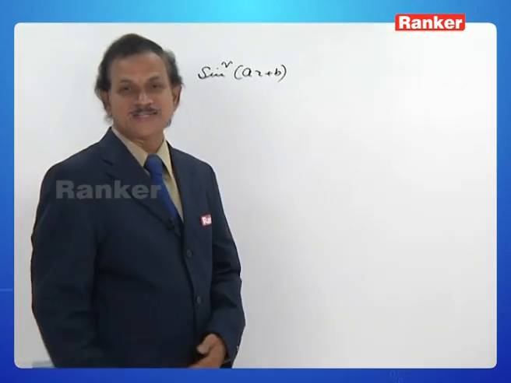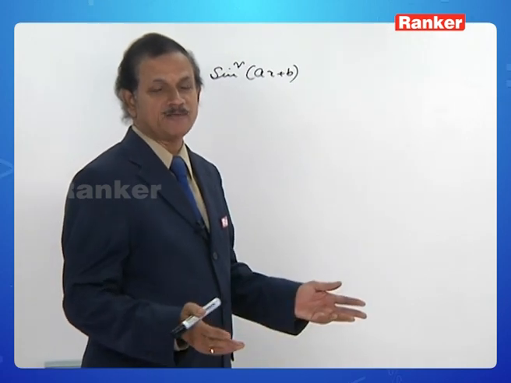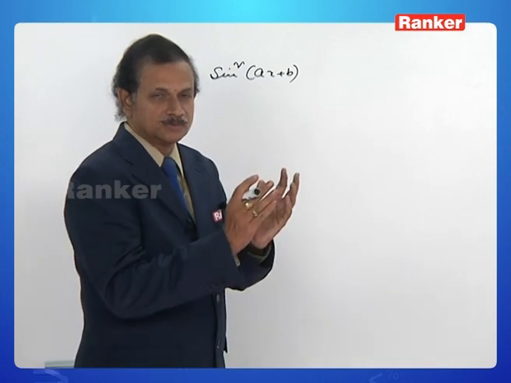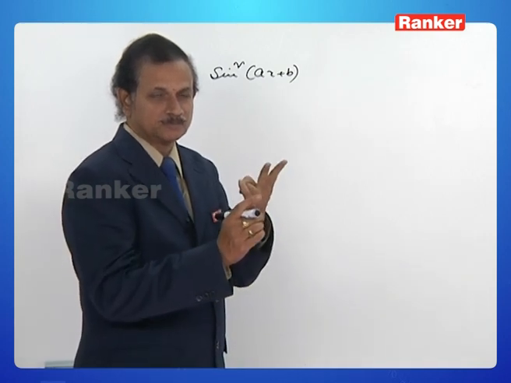Next one, y is equal to sine square of ax plus b. How many functions are there? 1, 2 or 3? 3 functions are there. Whole square sine of ax plus b.